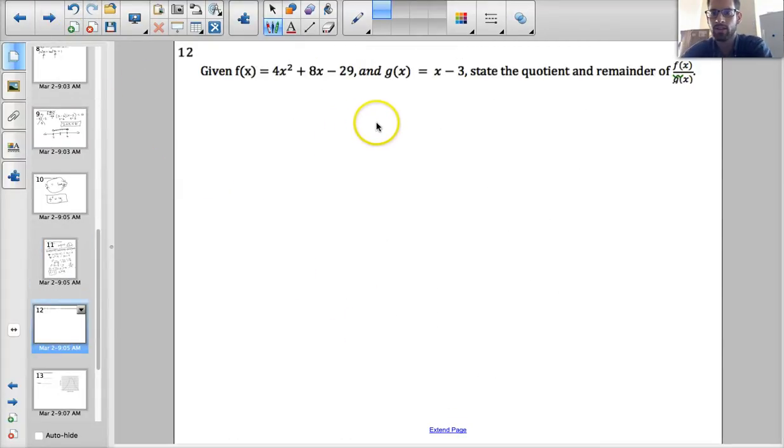Next up, it is saying state the quotient and remainder when this division happens. So I'm going to do it.